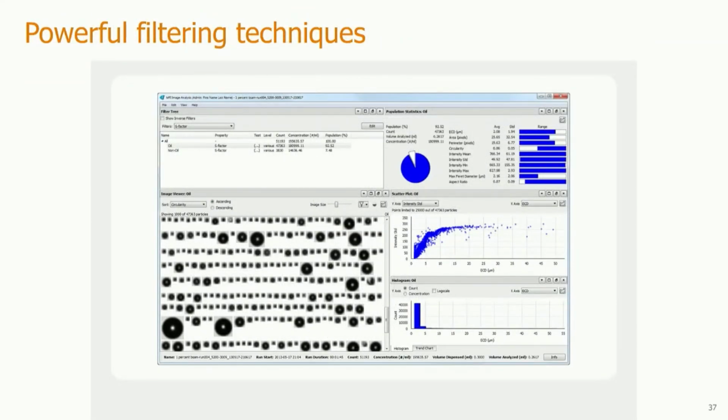One important aspect of characterizing subvisible particles is having the right software tools to do the analysis of the particle images. Our analysis software, which is called MFI Image Analysis, includes powerful filtering techniques and also includes preloaded filters as well as user customizable filters to categorize and separate particles based on different morphological parameters. A classic example is differentiating things such as silicon oil from protein aggregates and other contaminants.